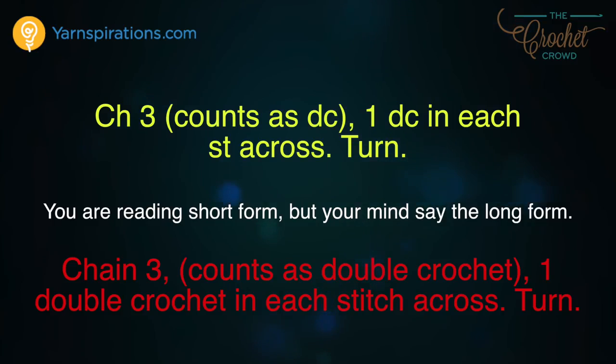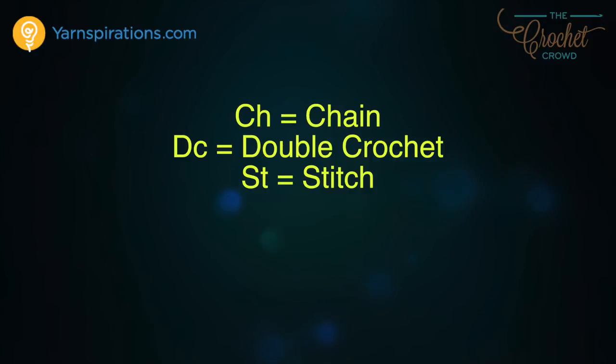The more you use the abbreviations, the more that your mind will substitute the abbreviations using real words in your mind. For example, let's review this. CH3 counts as DC, 1 DC in each ST across turn. My mind doesn't say it like that. My mind says, let's chain 3 counts as a double crochet, 1 double crochet in each stitch across. So your mind will substitute with just practice on being able to take the substitution words and then applying the real words of what they mean. So in the abbreviation substitution, CH means chain, DC means double crochet, and ST is short for stitch.